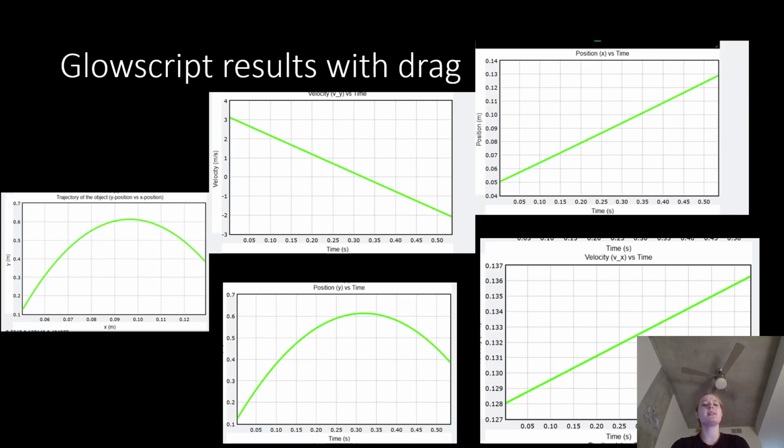And my results are pretty similar with drag. I don't think drag affects it that much. It's a pretty small force acting upon a larger system. So these lines do have a slight curve to them, but it's a little bit hard to tell just from the position time graph. It's easier to tell from the data itself.